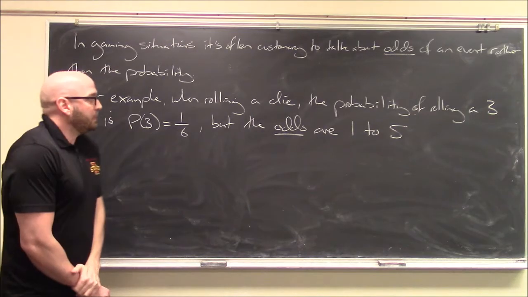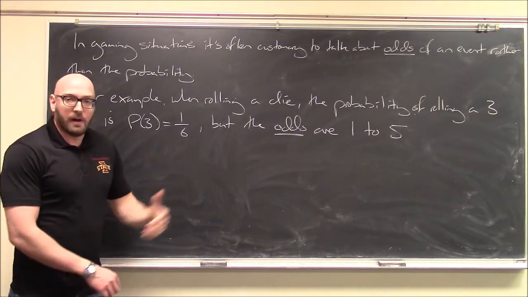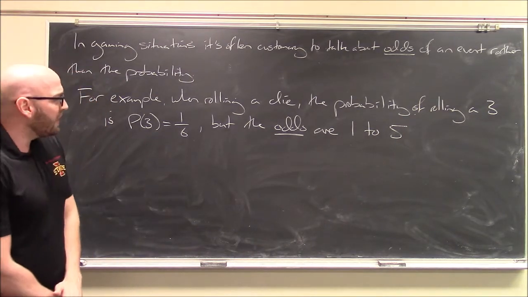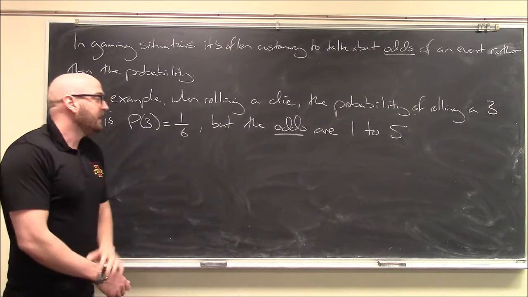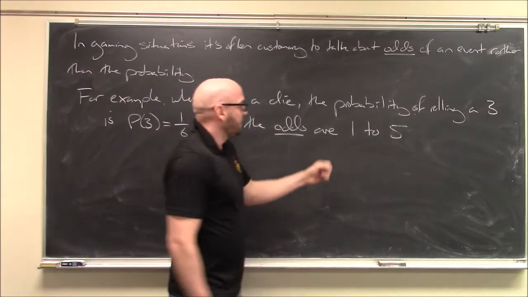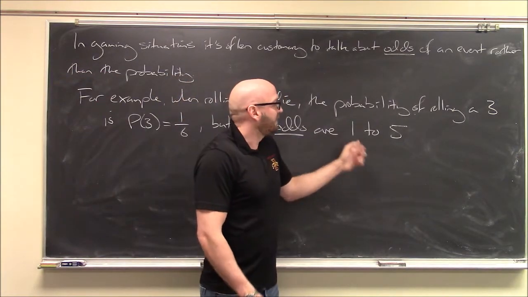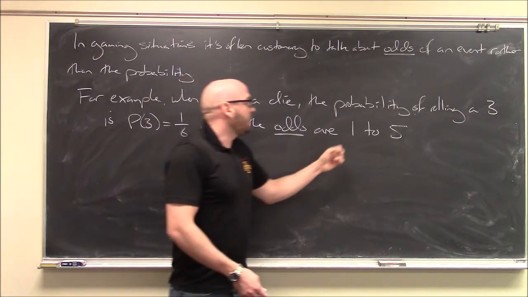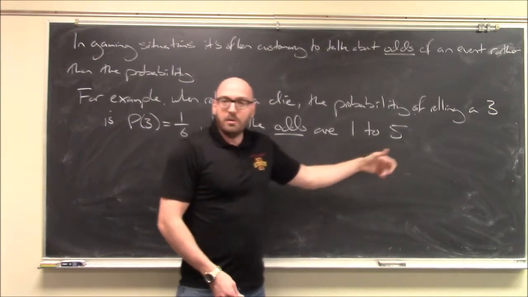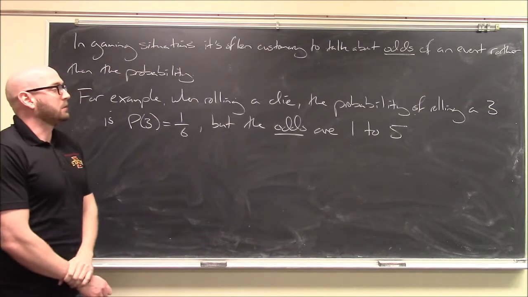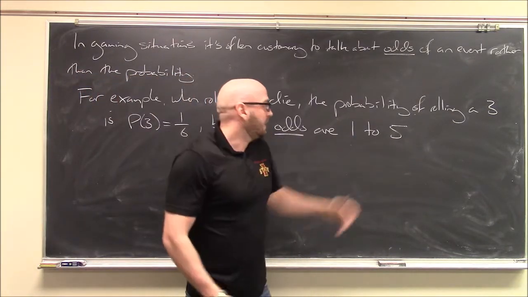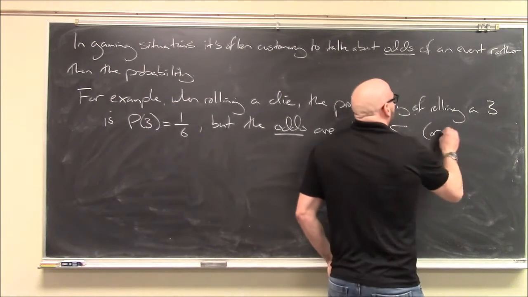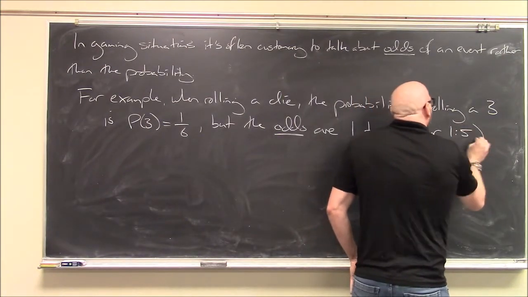But the odds, when people talk about the odds, are 1 to 5. Why are they 1 to 5? Well, again, think about gaming here, where you're thinking about winning or losing. There's 6 possible outcomes. In one outcome, you win. So maybe rolling a 3 is winning. In 5 of them, you lose. So the odds of rolling a 3 are 1 to 5. One chance of winning, 5 chances of losing. Or, this is sometimes written like this, 1 to 5.